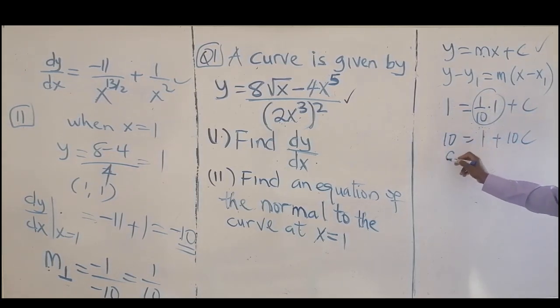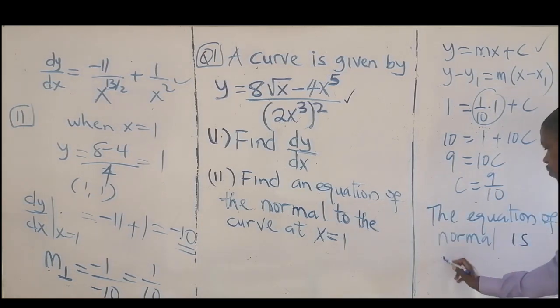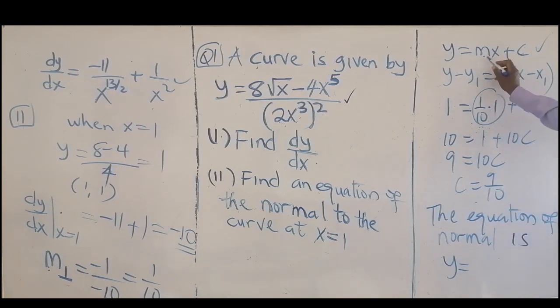Move this one to the other side, we have 9 equal to 10c. So c is 9 over 10. Okay, so on the final note, the equation of normal is y equal to, my n is 1 over 10 times this, and then plus 9 over 10. That's my equation of normal, and that's finished that question.